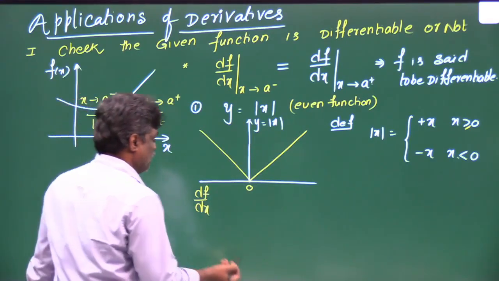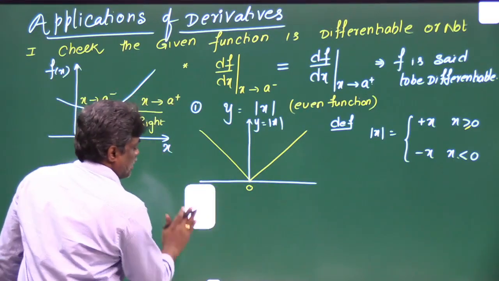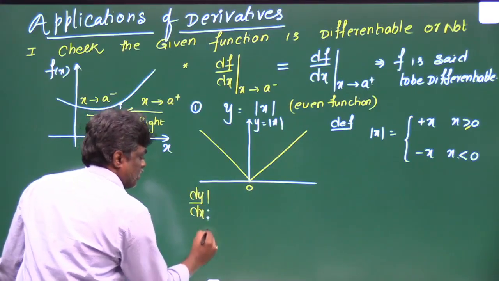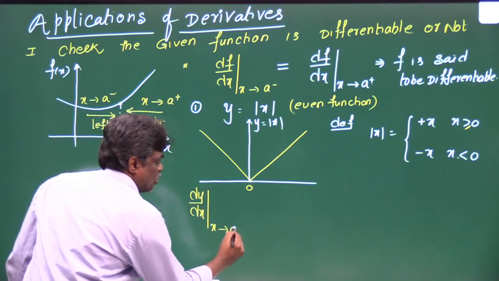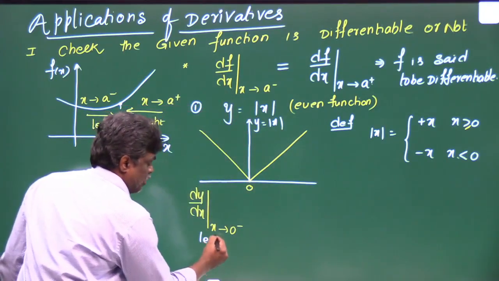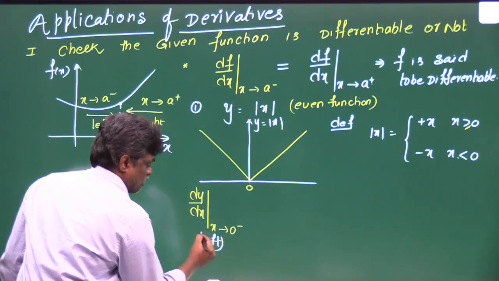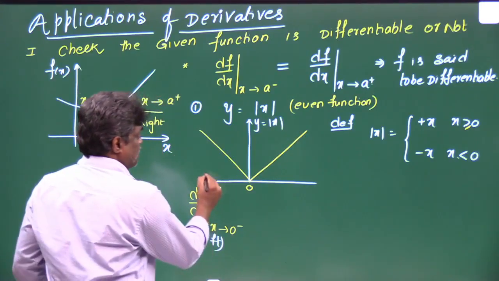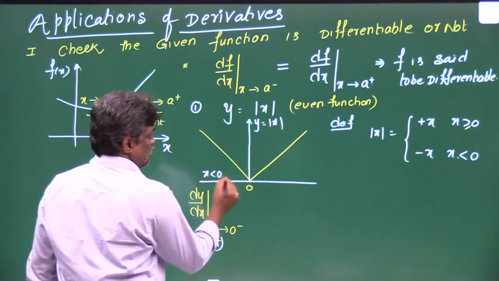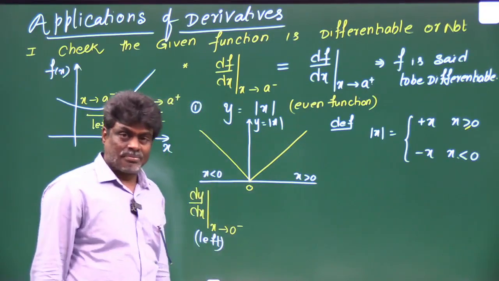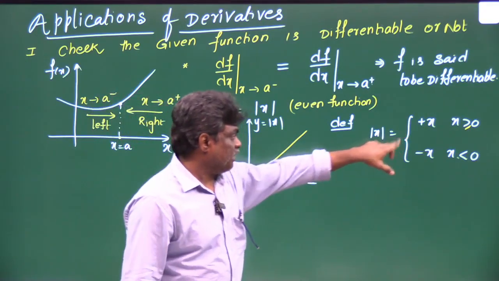df by dx or dy by dx, whatever it may be. Okay, so you can take dy by dx. I am finding dy by dx as x tends to 0 minus. 0 minus means what? It's the left side of 0. So the left side of 0, that is x less than 0. This is x less than 0 and this is x greater than 0. So your function is already defined, please check.